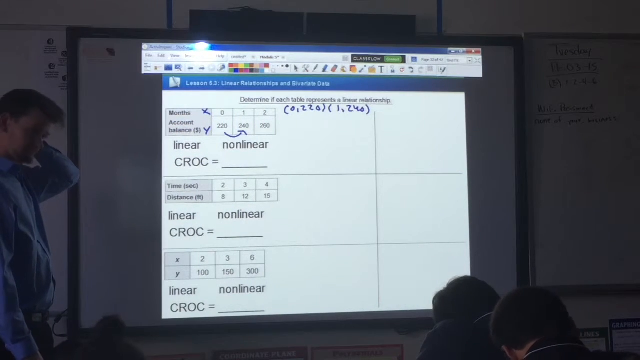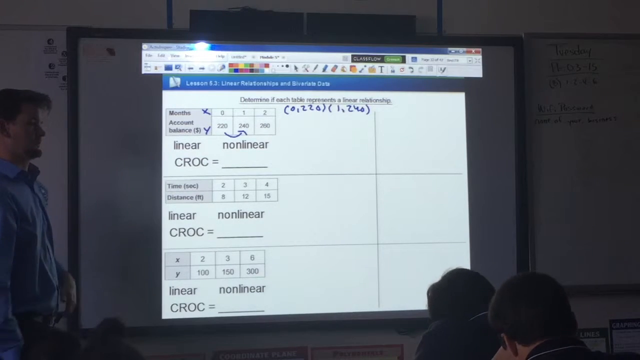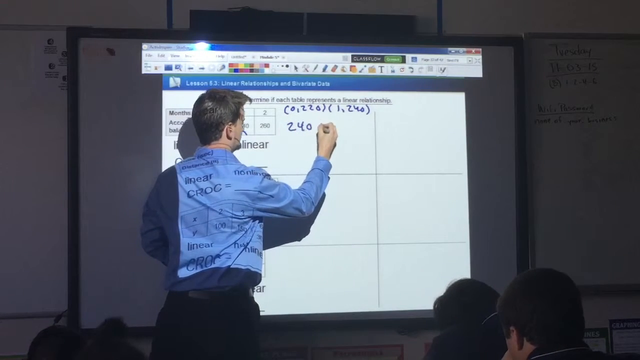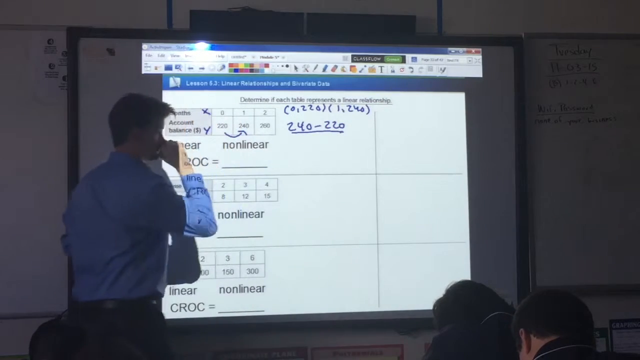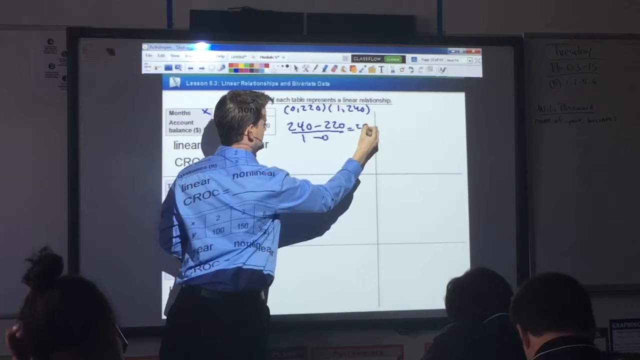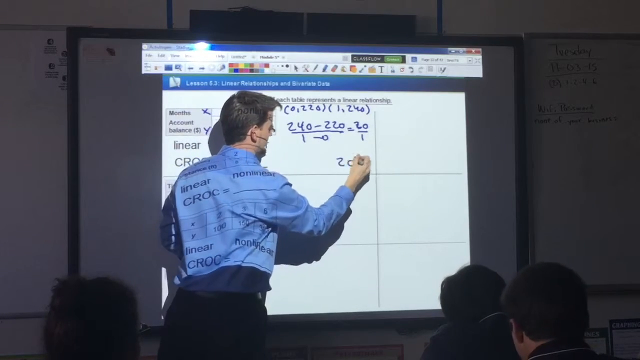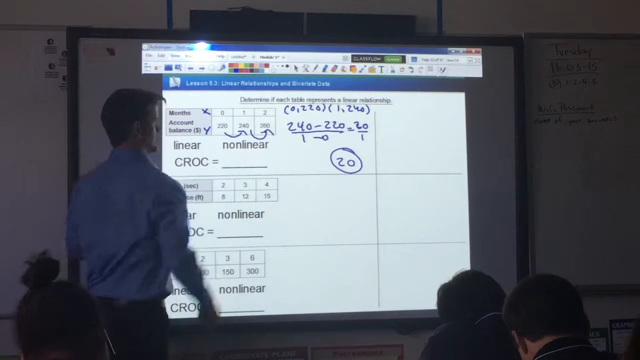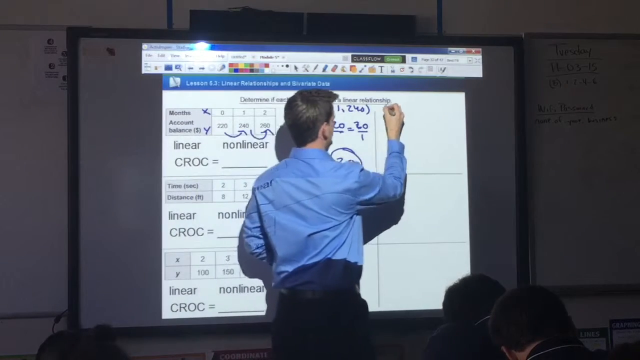What am I going to write? Y2 is 240. Okay, so 240 minus 220, and on the bottom? 1 minus 0. 240 minus 220 is 20. 1 minus 0 is 1. So my rate of change here, if I simplify it, is 20. Then let's do the second set of points here. What am I going to write now as my coordinate pair? 1 comma 240.